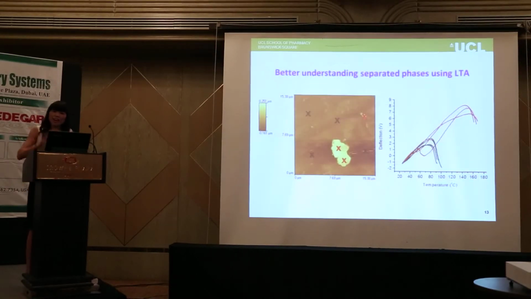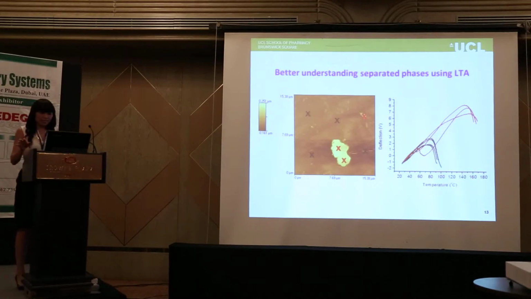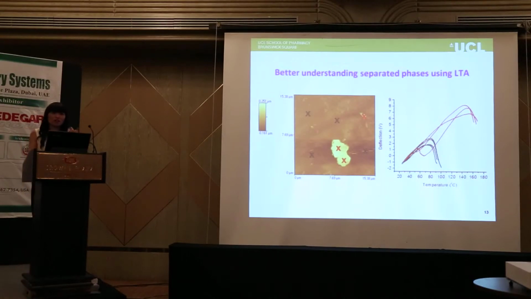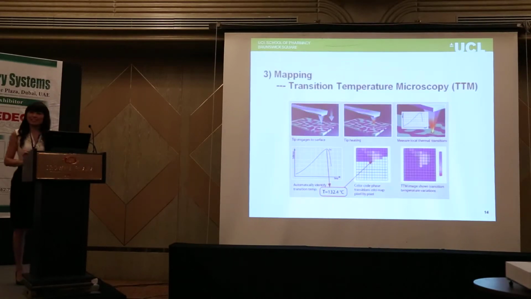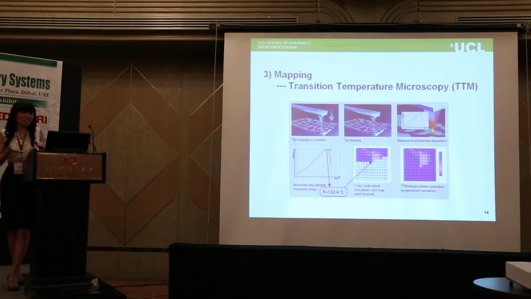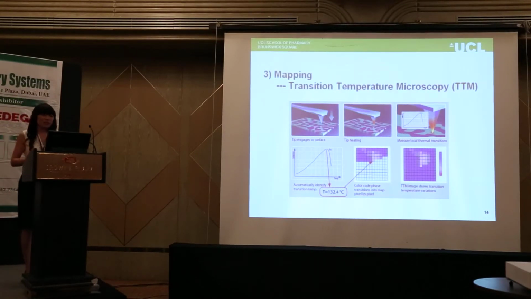Okay, so AFM tells us the two different phases, and LTA tells you more information about the two phases. And then we ask ourselves, if you know the different phases, can we have a general idea about the drug distribution, like how the different phases are distributed in the system? And then we move on to the third level of this technique, which is TTM, transition temperature microscopy.